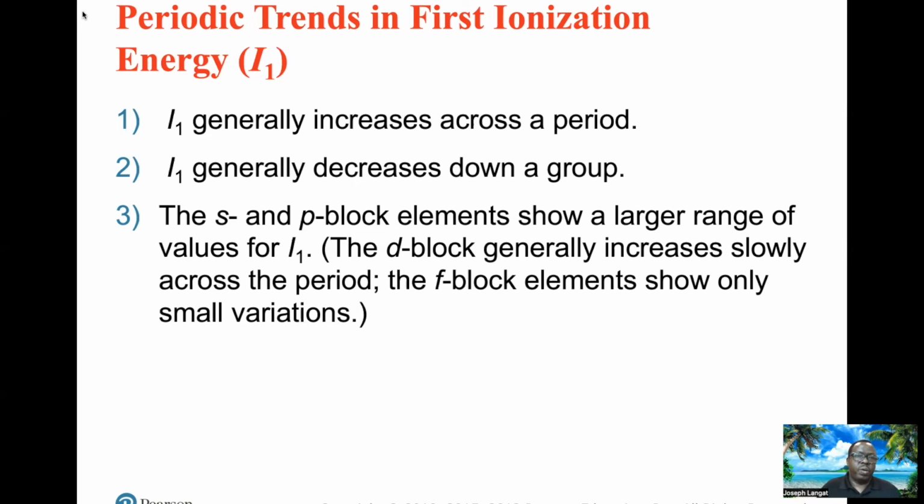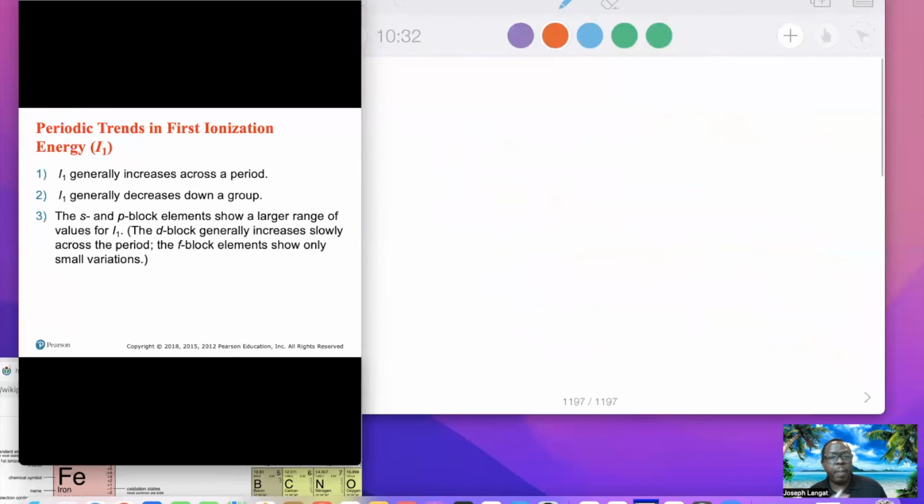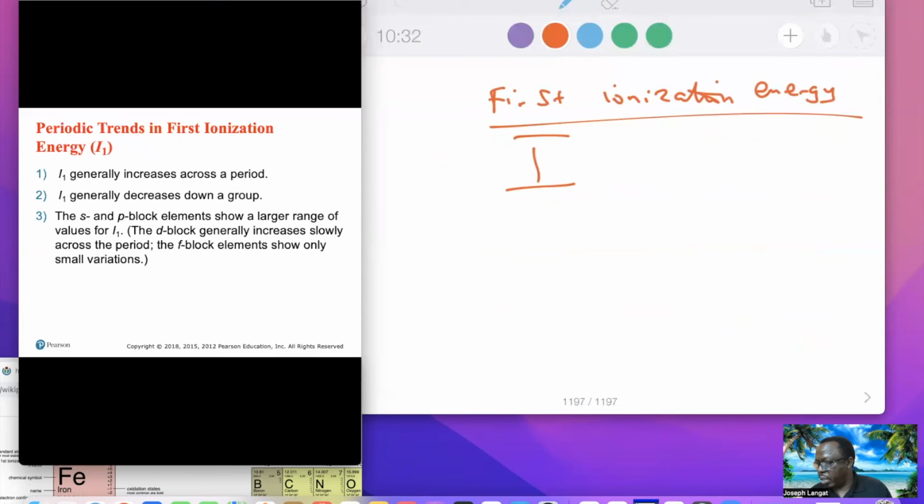So if I want to see the general trend, not necessarily memorizing the bullet points right there, here is first ionization energy, I1, and as you go across like this, generally it increases across. So we'll say increases right here.